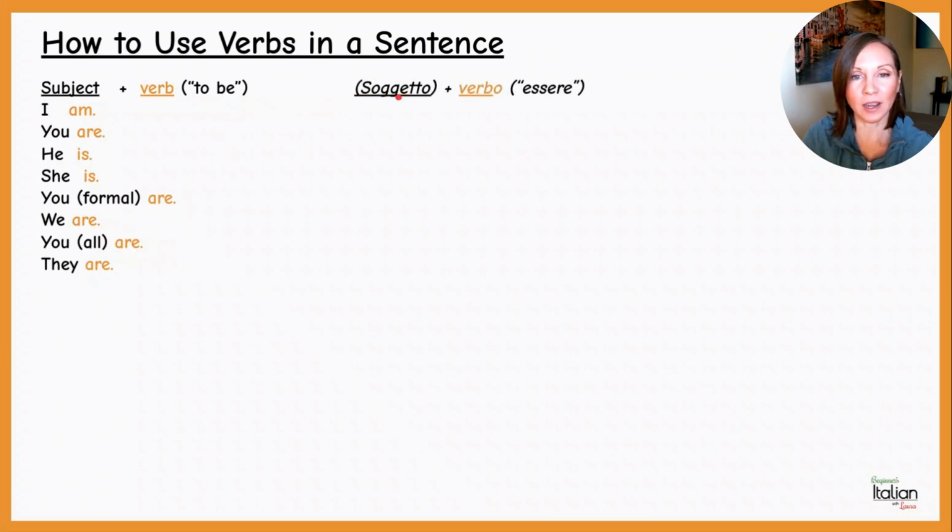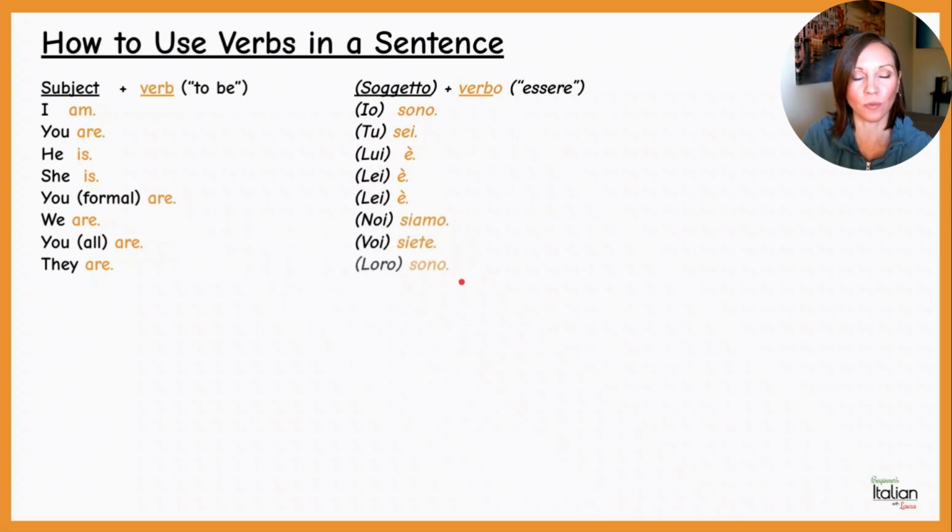So in Italian, we have the same thing, il soggetto and il verbo. We're using essere. So io sono, I am. Tu sei, lui è, lei è, lei è. Remember, this is the you formal. Noi siamo, voi siete, and loro sono. As you can see, these are pretty much exactly the same. The only difference is that in Italian, you don't need the subject pronouns unless you need them for clarification or emphasis, whereas in English, we pretty much always need them.